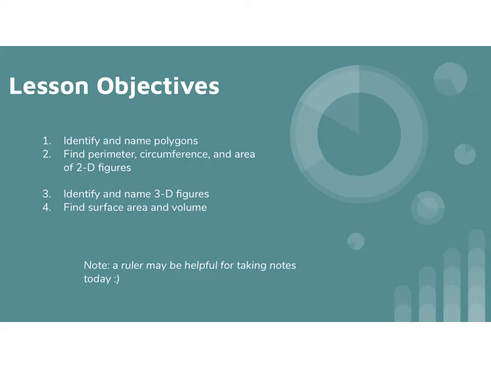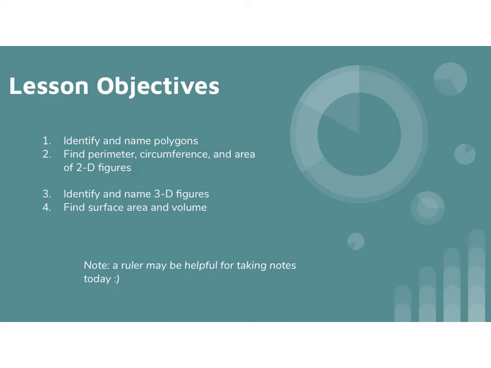Today's lesson objectives. First, we are going to identify and name polygons. We're also going to touch briefly on finding the perimeter, circumference, and area of 2D figures. And then we are going to move on to the second part of the lesson, which is to identify and name 3D figures. And then we will find the surface area and volume of that. Again, we're going to touch briefly on finding the surface area and volume.